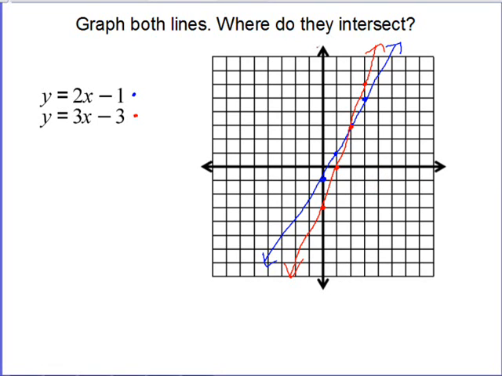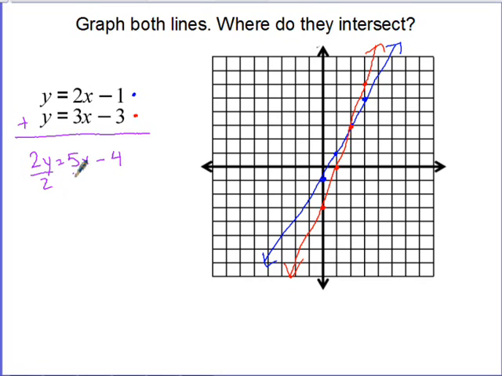Now, I want you to do something a little bit different. We're going to take these two equations and we're just going to add them together. Just like if it was all in one, we're going to add them together. So y plus y is 2y. 2x plus 3x is 5x. Negative 1 minus 3 is negative 4. And then I want you to go ahead and graph this one as well.